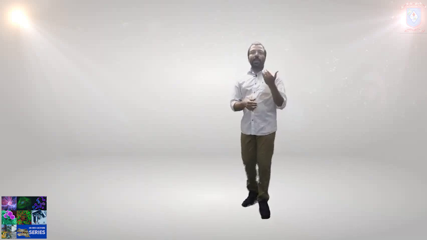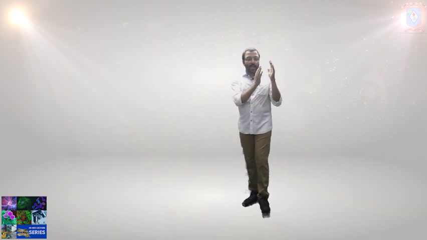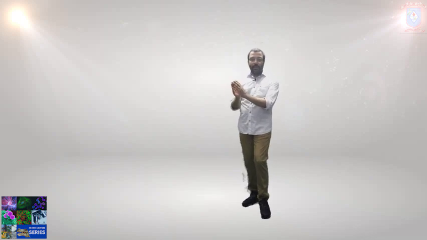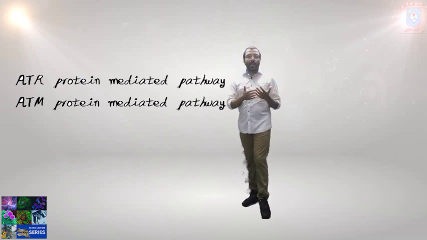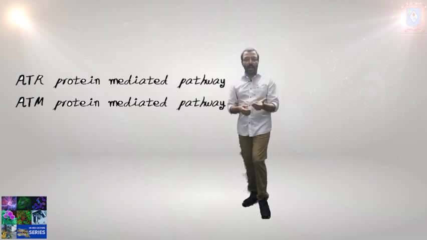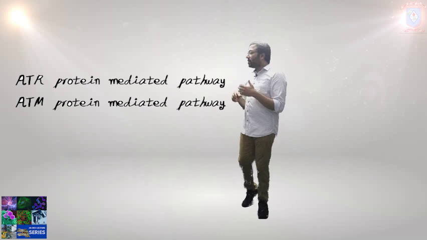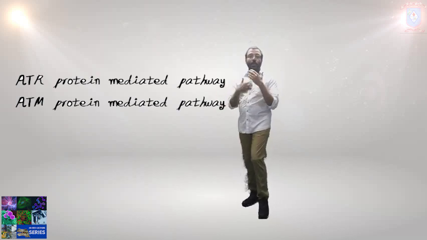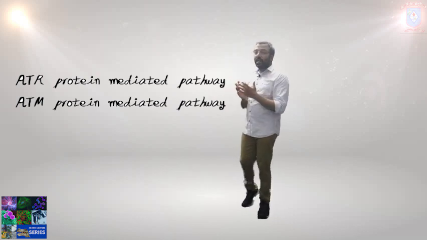The cell chooses the pathway depending upon the kind of damage the DNA holds. The damage might be either a single strand break or a double strand break. The first pathway is also called the ATR-mediated pathway. The cell opts for this pathway if the aberration is a single strand break of DNA. The second pathway is the ATM-mediated pathway, and the cell opts for this pathway if the aberration is a double strand break of the DNA.